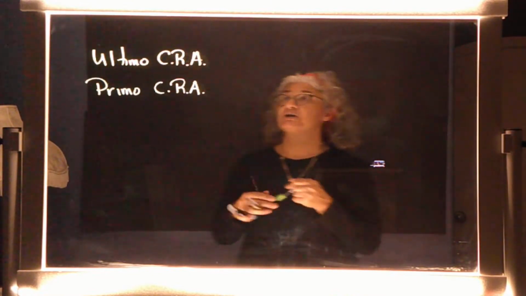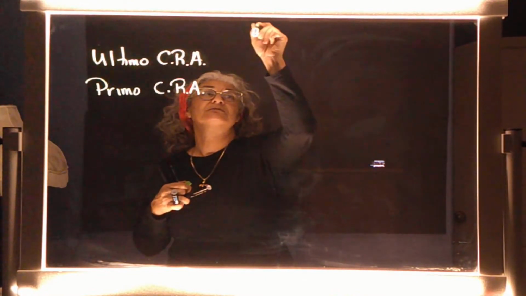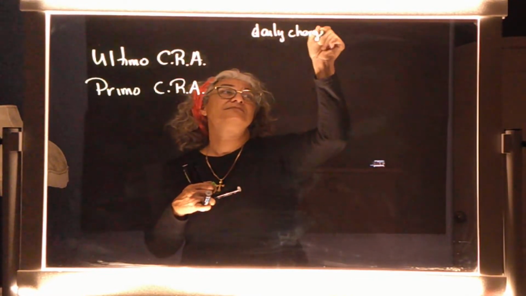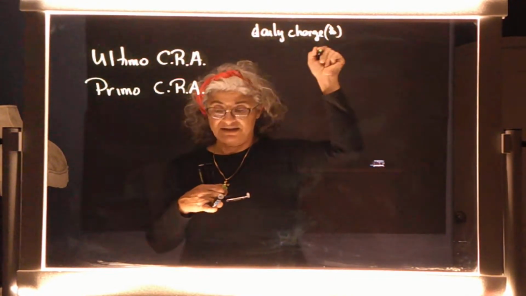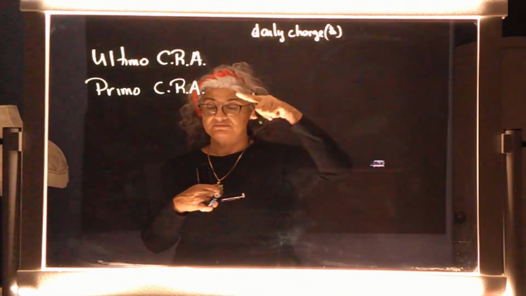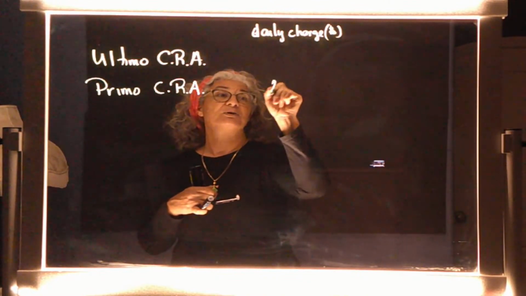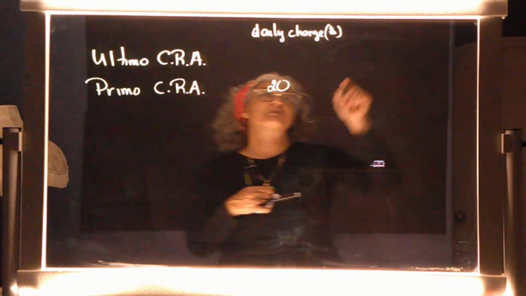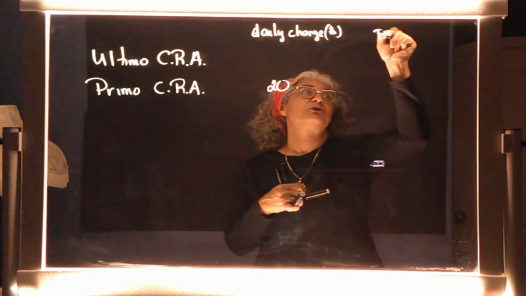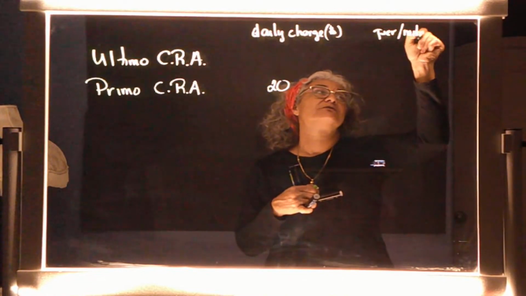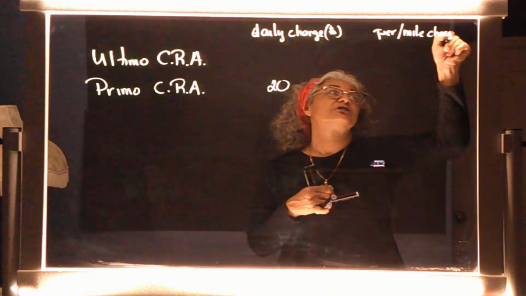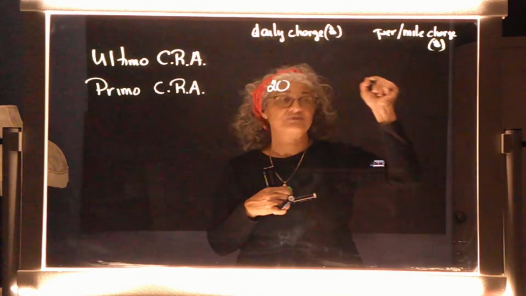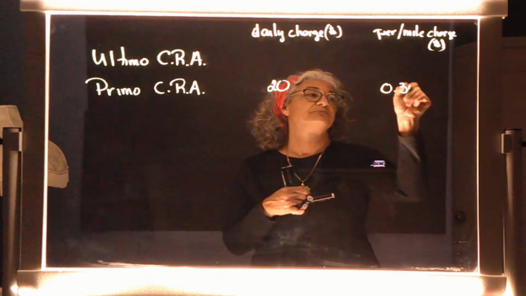Okay, so I see a daily charge, and our Primo car rental agency is $20 a day and 30 cents per mile. So I see a per mile charge, which is also in dollars, and this was 30 cents per mile. Got it.